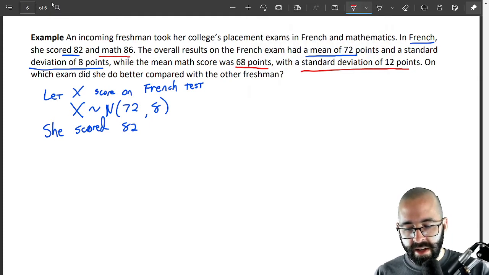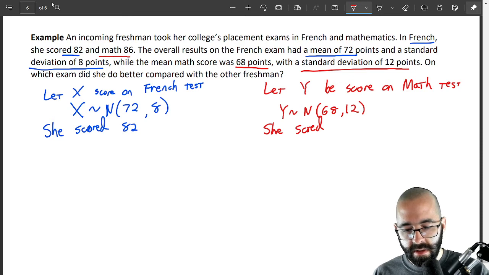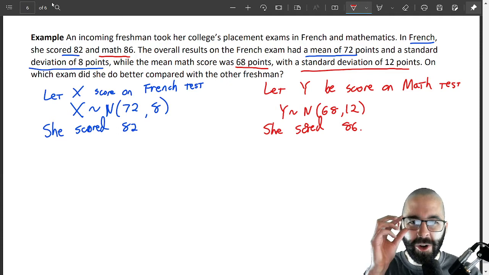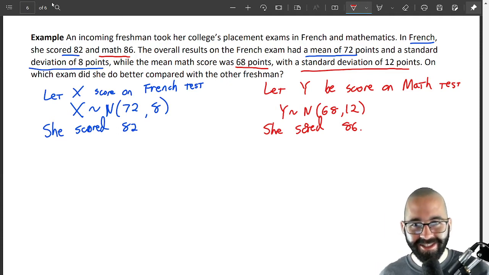Whereas in math, let Y be the score of a random person on the math test. Then Y is also normally distributed with a mean of 68 points and a standard deviation of 12 points. And she scored 86. I'm missing an O there. Totally fixed. Fooled you guys. You can't even tell that there's a typo in that word, huh?